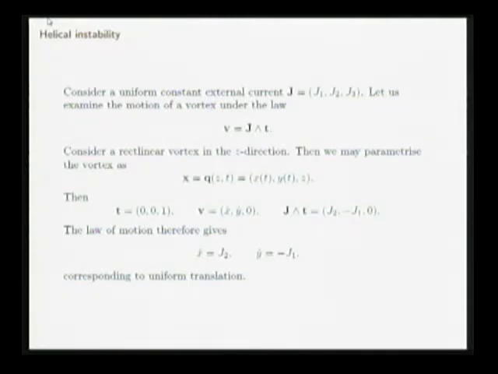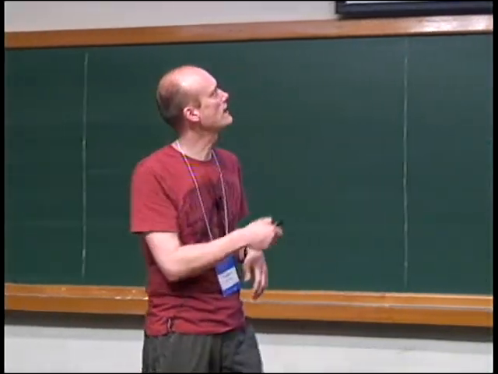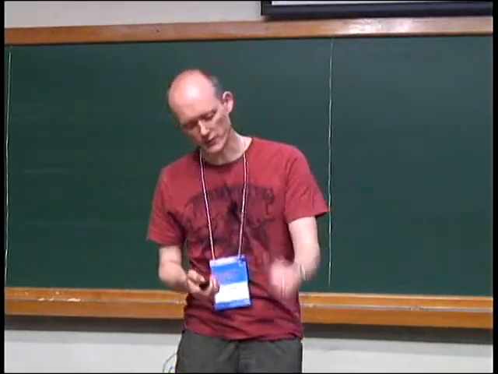So if j is a constant uniform external current, then this is just going to give me a uniform translation. So x is just going to be linear in time with proportionality j2, and y is just minus j1 t. So this velocity law, as we expect, just gives me a uniform translation in an external current. The analogy for a fluid would be if I have a uniform velocity field and I put a vortex in it, the vortex just gets advected with that velocity field. So what's happening here is exactly the same thing, apart from it's not going with j, it's going orthogonal to j.